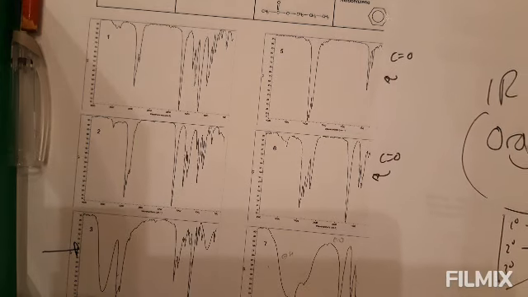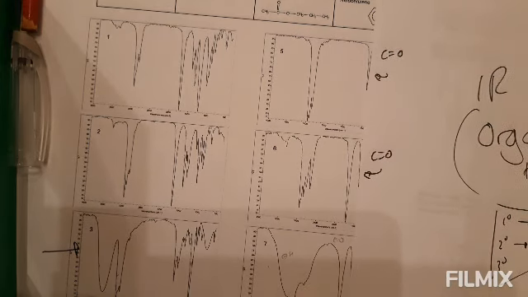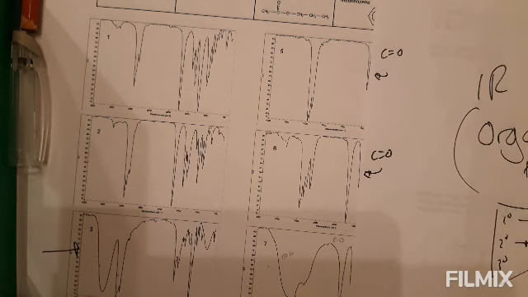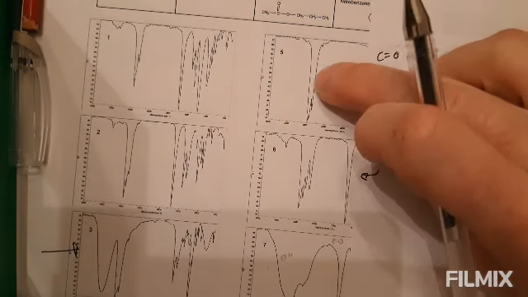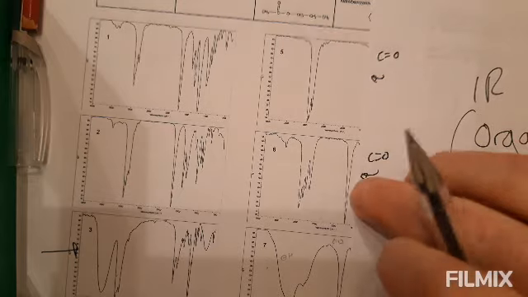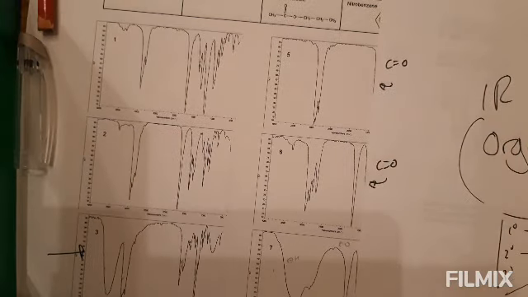All right, I'm looking down these ones here. Cover up the fingerprint region. What have I got here? That's at 1500. CH peak. Nothing going on there. Okay, you get what I'm saying?